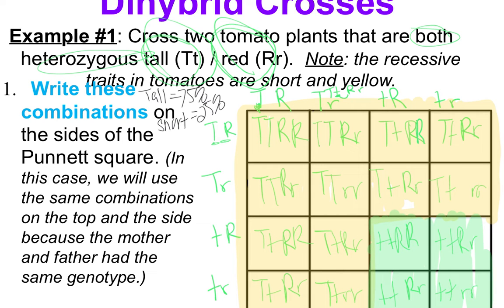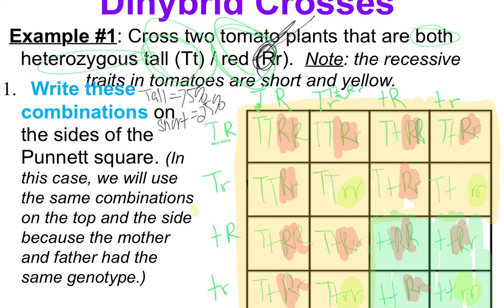Now let's do who's red and who's yellow. In order to be red, you have to have at least one dominant R allele. Everyone I'm going to shade like this is going to be red because they have at least one dominant R. And everyone who is not going to be red, who receives homozygous recessive for little r, is going to be yellow. So everybody right here is going to be yellow. In order to be yellow, they had to have two little r's.